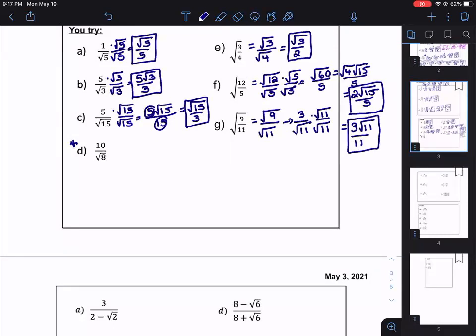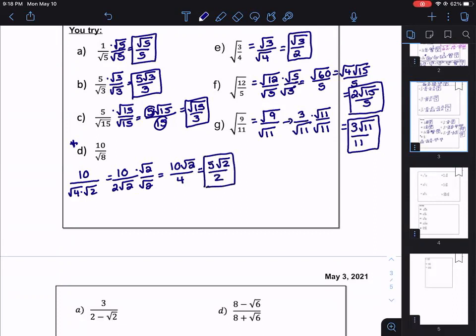Finally, I saved D for last. So one last time, I'm going to show you the 3 methods, starting with my preferred method of simplifying first. So we get 10 over 2 radical 2. Rationalize with the radical 2. We get 10 radical 2 over 4, with the 10 and the 4 reducing to a 5 and a 2. Okay, so that's method number 1.